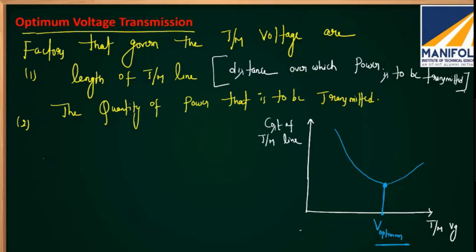This is the cost of an AC transmission line against AC transmission voltage. Because beyond 500 kilometers nowadays, we go for HVDC transmission lines. So remember, beyond 500 kilometers, HVDC transmission line is preferred.